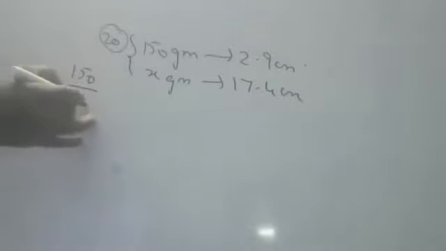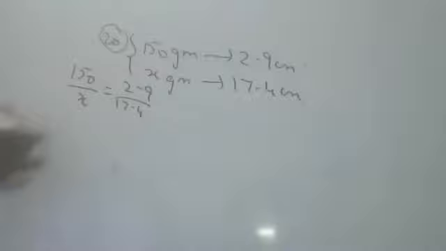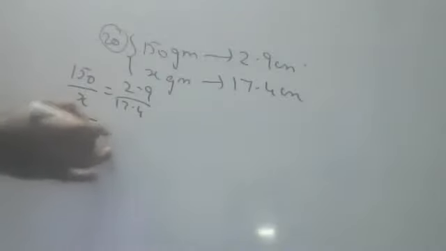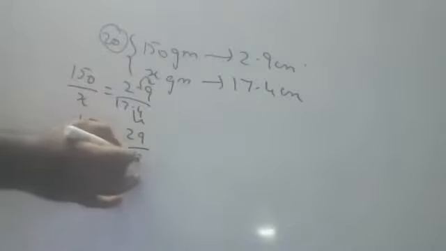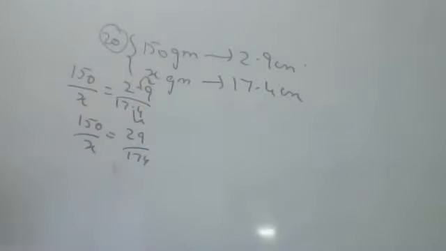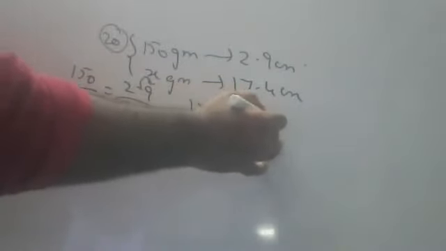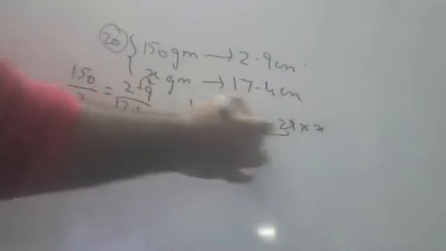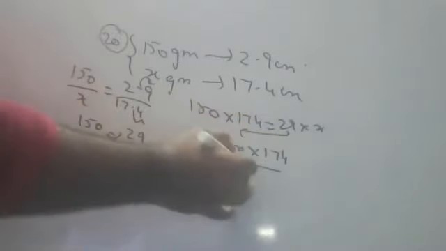150 by x is equal to 2.9 by 17.4. Okay, 150 by x is equal to, after the point here one number is there, after the point here one number is there, 29 by 174. You can remove both the points, children. Go for the cross multiplication. 150 into 174 is equal to 29 into x. Bring 29 down. x is 150 into 174 by 29.